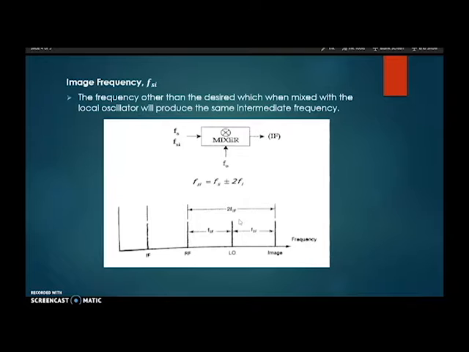Fs here stands for the desired signal frequency, Fsi stands for image frequency, Fi stands for the intermediate frequency, and Fo stands for the oscillator frequency.